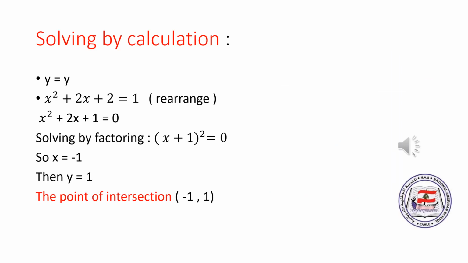To solve this system by calculation, we need to take y equal to y, rearrange the equation, then we get x squared plus 2x plus 1 is equal to 0. Again, we can solve it by factoring or by using the discriminant. So we get x equals negative 1. For x equals negative 1, we can replace the value of x in the first equation of the system or in the second equation of the system, and we get y equals 1. So we have one point of intersection of coordinates (-1, 1).